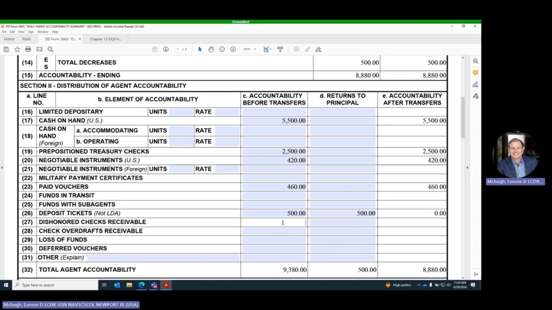All right, moving on to line 27, dishonored checks receivable. This one is not used by the deputy dispersing officer, and that is because dishonored checks are turned into the DSSN, and that means the dispersing officer there. So the dispersing officer will receive the dishonored checks receivable. They will annotate that on the 2657, and they will track that for collection.